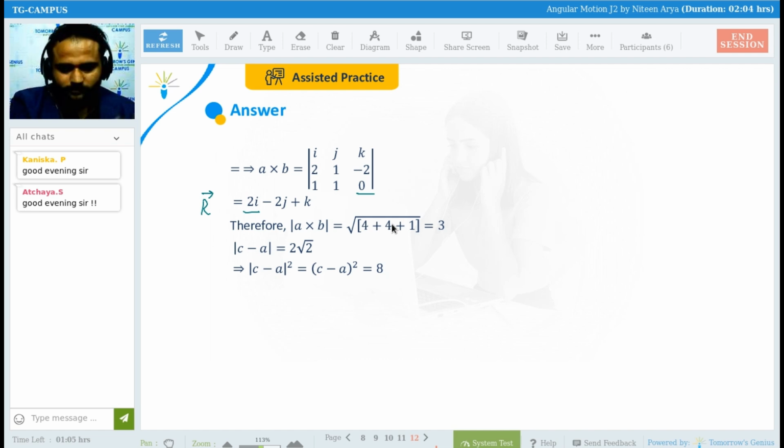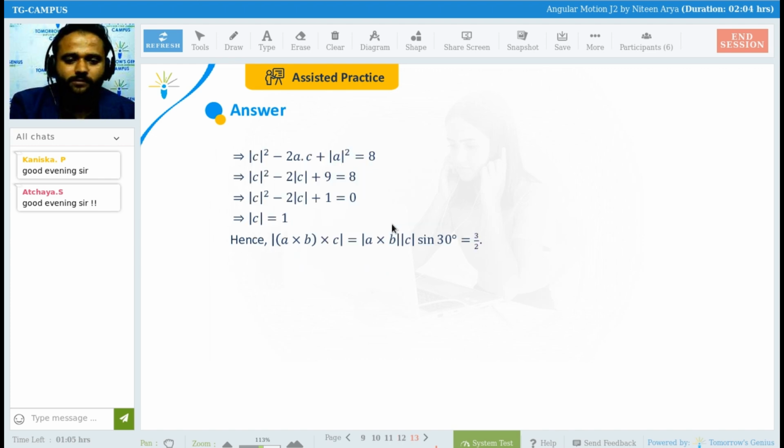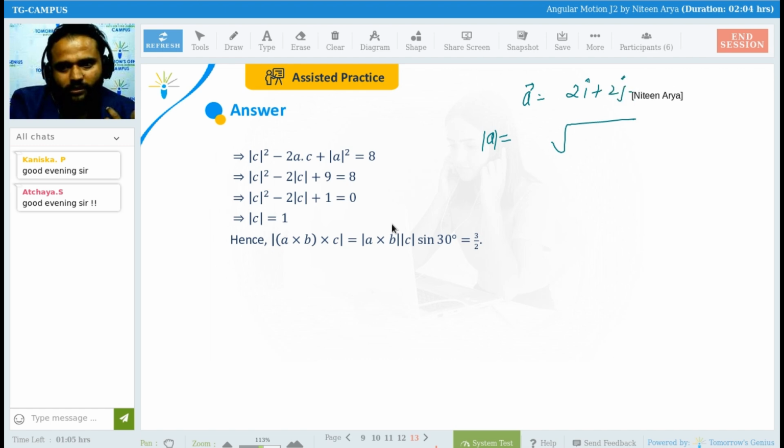vector. A was already given, so when we square this, C minus A whole square, we get C square, A square plus this equation. And we already know the magnitude of A, we can get it from this, because the A vector is given somewhere, if I'm not wrong. Yeah, 2i plus 2j minus k.